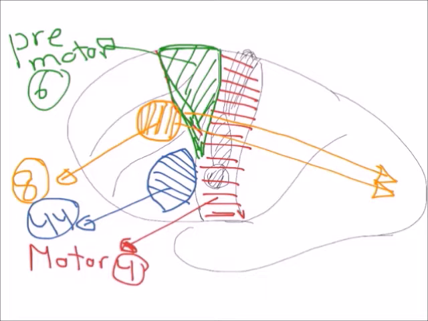If this area is lesioned, it will cause a phenomenon called motor aphasia. This is the disease in which the patient cannot articulate his muscles of speech to produce fluent speech, so another name for the lesion is non-fluent aphasia.